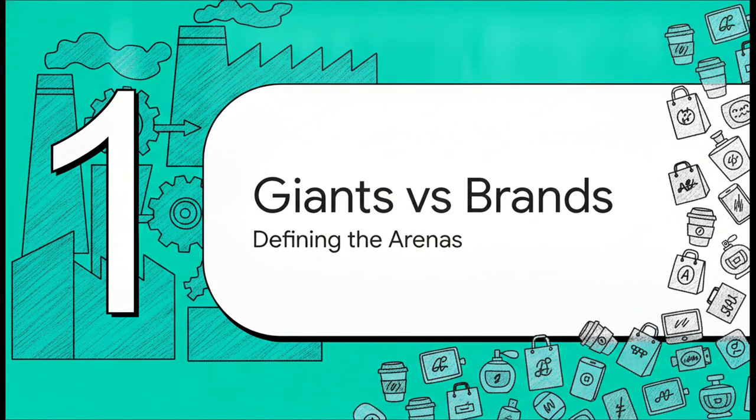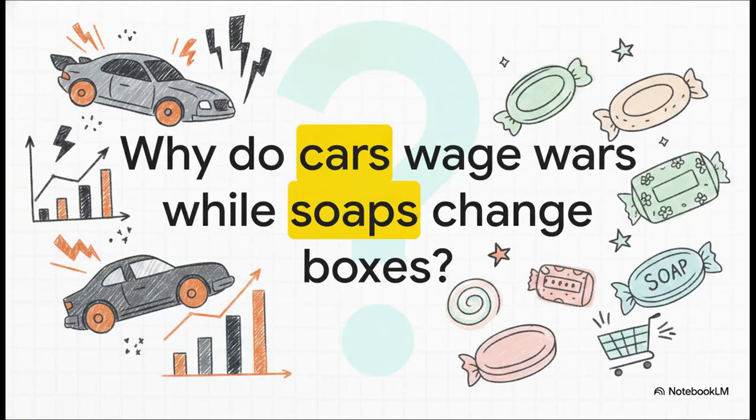Round one, giants versus many brands. Let's define the arenas we're dealing with here. Have you ever actually stopped to wonder why buying a vehicle feels like a completely different economic game than, say, picking out a bar of soap at the grocery store? Think about it. When car manufacturers compete, it is a massive, high-stakes battle. But when soap brands compete, they might just release a new scent or maybe change their box. The reason behind this behavior actually lies entirely in the structure of the market they operate in.